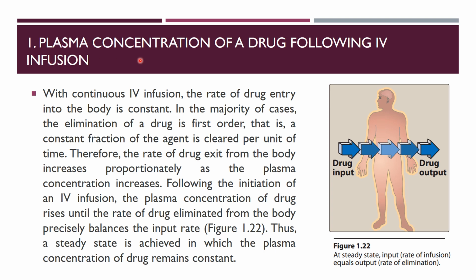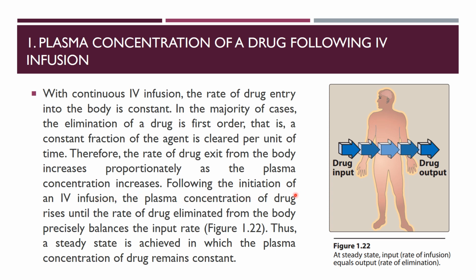Number one, plasma concentration of a drug following IV infusion. With continuous IV infusion, the rate of drug entry into the body is constant. In the majority of cases, the elimination of a drug is first order, that is, a constant fraction of the agent is cleared per unit of time. Therefore, the rate of drug exit from the body increases proportionately as the plasma concentration increases.